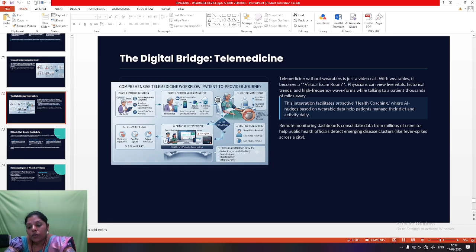Integration facilities provided: health coaching via AI based on wearable data helps patients manage diet and activity routines, daily activity. Health officials can detect emergency disease clusters. A remote monitoring dashboard consolidates data from millions of users to help public health officials.